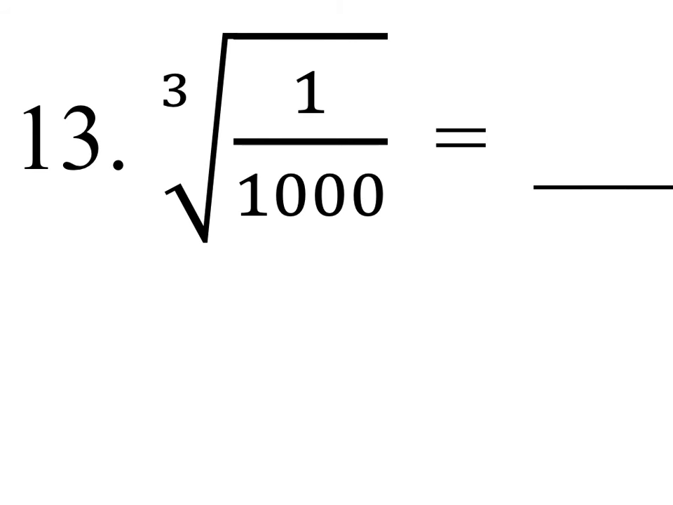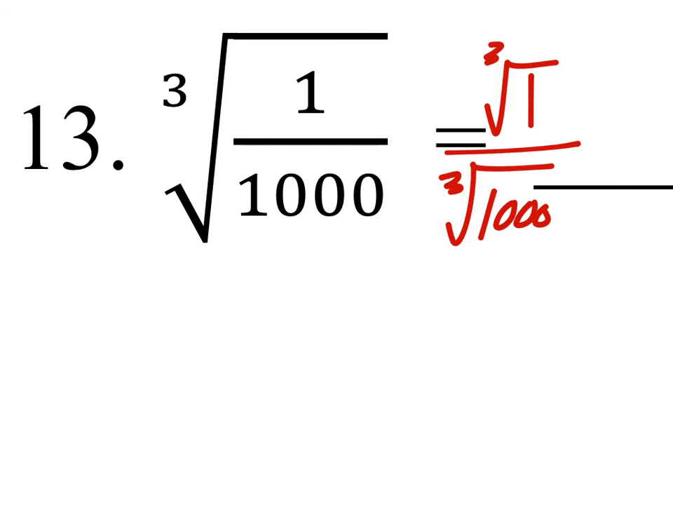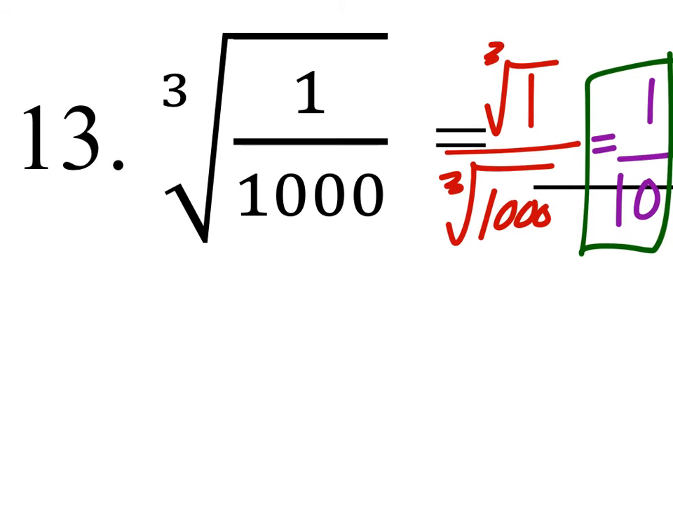Alright, 13 will work the same way. Here we've got the cube root of 1 divided by the cube root of 1000. Yeah, that's very good. The answer is 1/10. The next one's 2/5, the one after that.